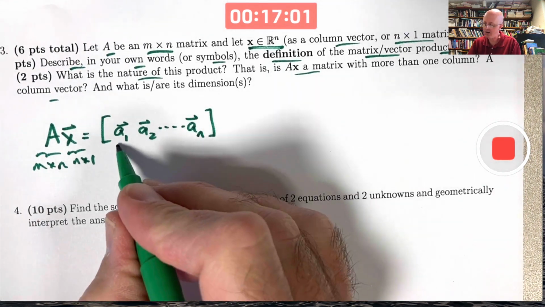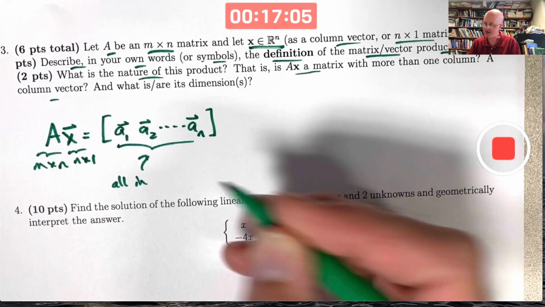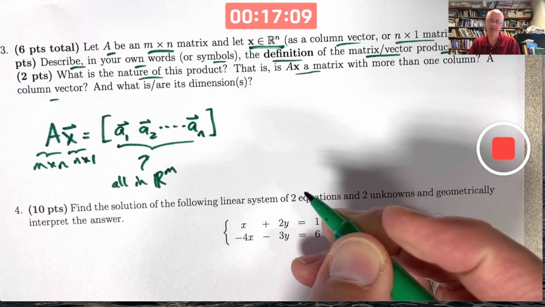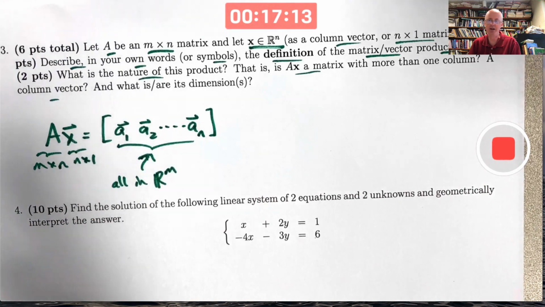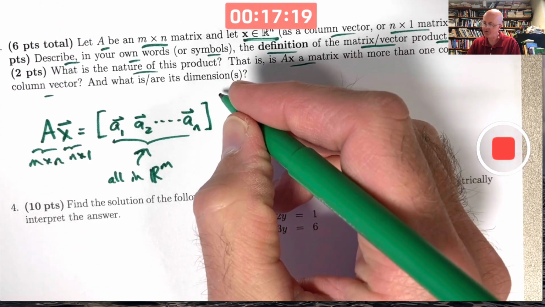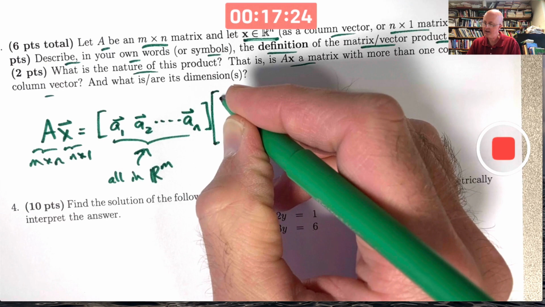These are all elements of Rm. That's worth writing. These are all in Rm. They are column vectors that are m-dimensional with real entries. I'm multiplying this times the vector x. It's an n by 1 column vector.